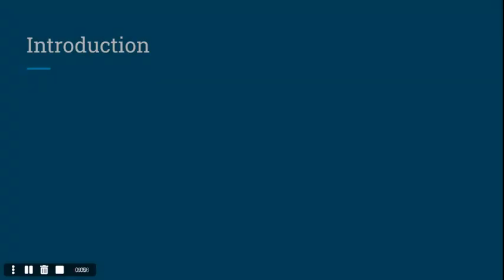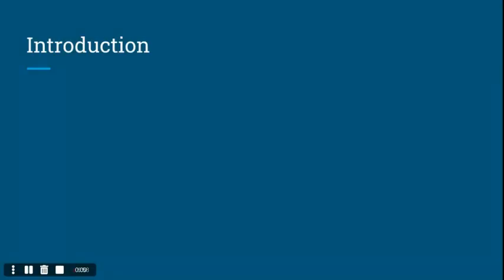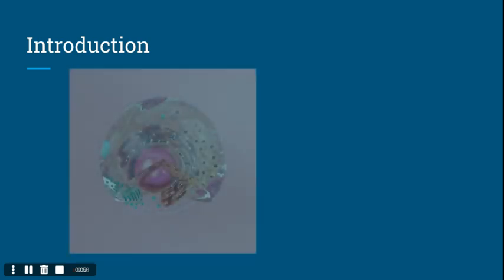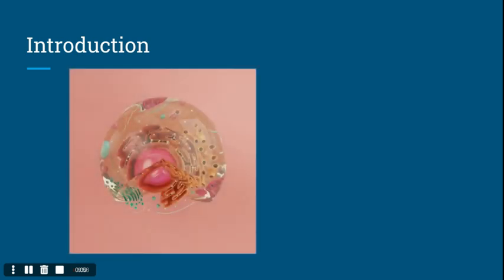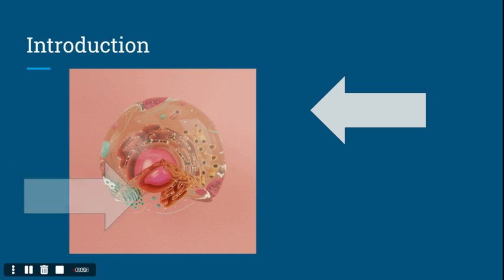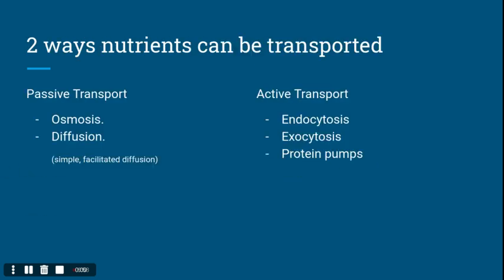Let's begin. As we all know, our human bodies are very complex and made up of trillions of cells, and for these cells to survive, they must have a constant supply of vital substances or nutrients like water, food, oxygen, etc. The cell membrane is semi-permeable, and these nutrients need to be transported in and out of the cell constantly through the cell membrane. Now, there are two ways that nutrients are transported across the cell membrane: passive transport and active transport. Let's talk about passive first.